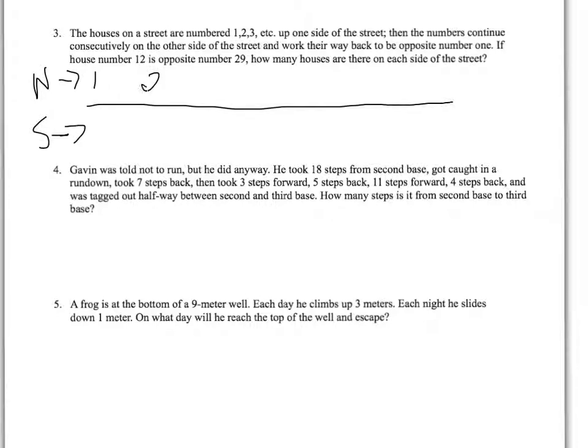So that'd be house 1. That'd be house 2, 3, and then it keeps going. And they say if house number 12 is on the opposite side from number 29, so we know 12's over here, 29 is going to be across from that. Okay. So the question is, how many houses are there on each side of the street? So each side of the street, we want to know that.